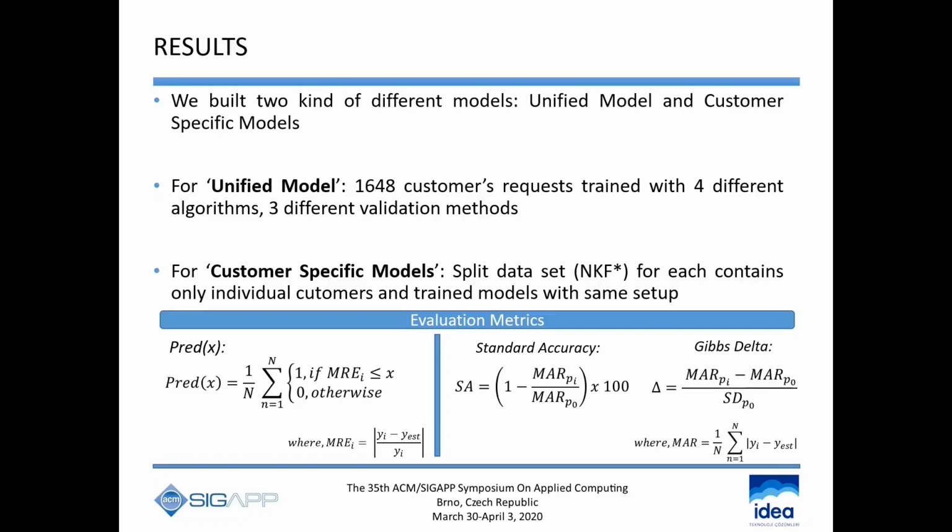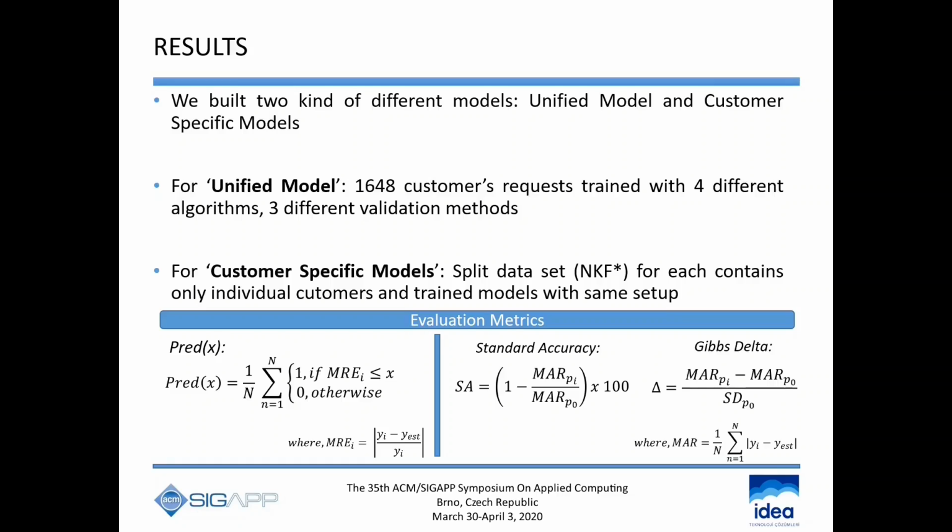The PRED, which reports the percentage of estimates that are within X% bound of the actual value. Standard accuracy is based on the mean absolute residue, aka mean absolute error, that measures how much better a predictor can be than random guessing. Where MAR-PI is defined as MAR of effort estimation model PI, and MAR-P0 is the mean value of typically 1,000 runs of the random guessing strategy.